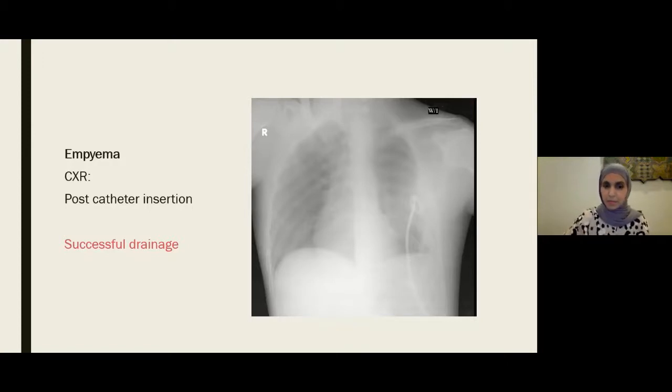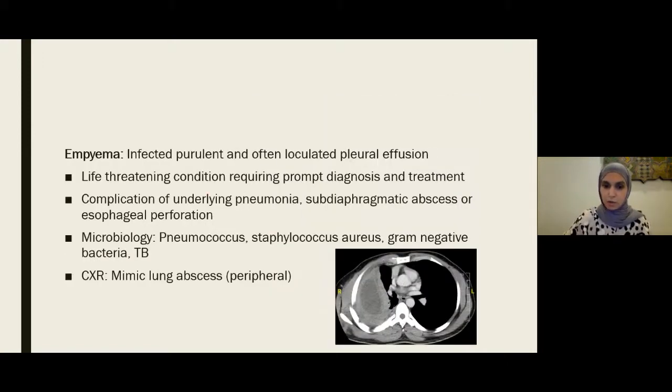Empyema is an infected, purulent and often loculated pleural effusion, a life-threatening condition resulting as a complication of underlying pneumonia, subdiaphragmatic abscess, or esophageal perforation. There are multiple microbial agents that can cause empyema, and a lung abscess remains within the differential diagnosis, especially if the abscess is located at the periphery of the lung.